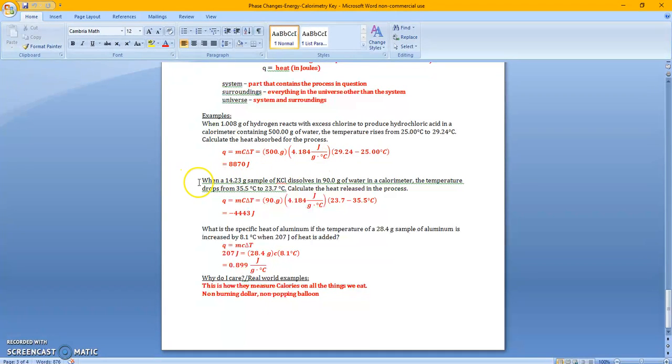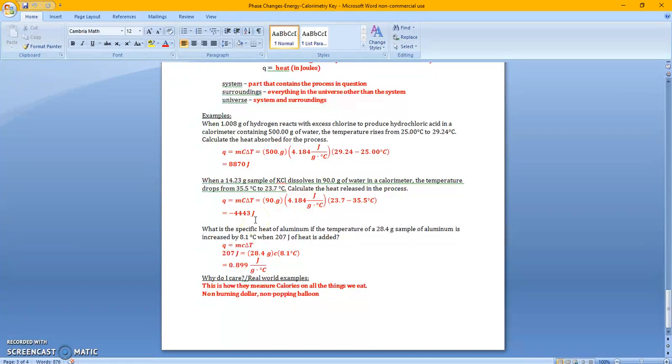So if we come down here, I have a 14.23 gram sample of potassium chloride. I'm going to put it into water, and then I'm going to do the same thing. Temperature change, and I want to know my heat. If I want to know my heat, I'm using Q equals mc delta T. I take my mass of my water, because that's what I want to know. I want to know how much heat is released. So mass of my water, specific heat of my water, change in temperature of my water, and I multiply those together, and I get a negative 4,443 joules.